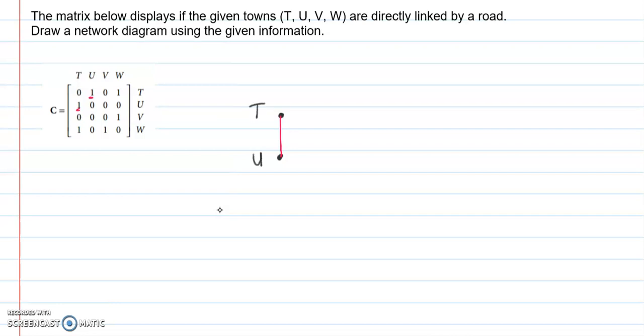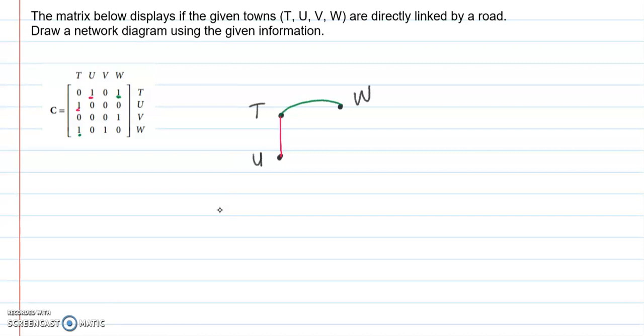Okay. The next one, which is T to W, T also has got a direct route to town W. So we can put it anywhere, maybe W can be there. And let's use a different color. It can be a straight line or just a curve. So there's a road between town T and W, which is that one. And obviously from W to T, which is that one.